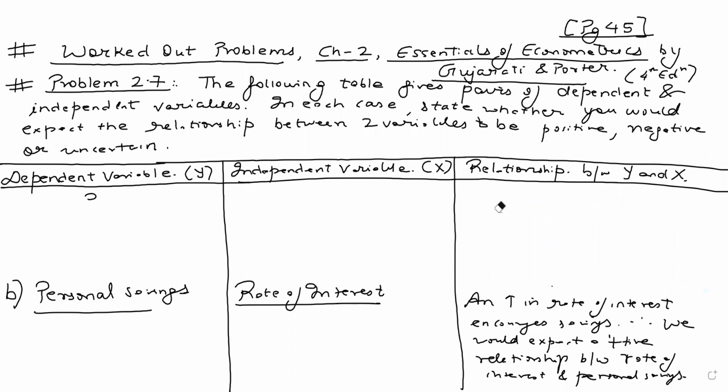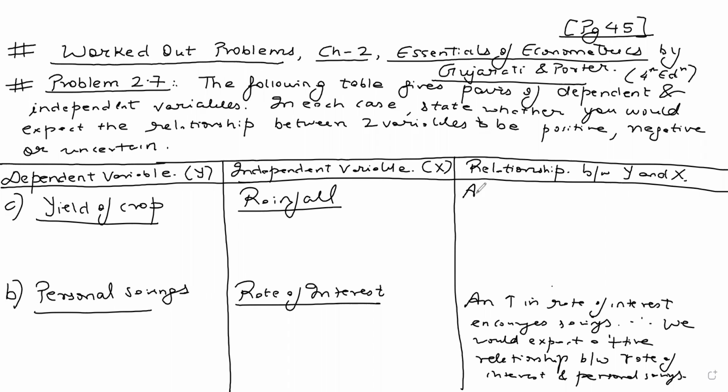So if you look at part C, our dependent variable is the yield of crop, and our independent variable is rainfall. Now here comes a bit of agricultural economics. Obviously, a good rainfall would mean a better harvest and good yield. So I can write a good rainfall would mean a better harvest and high yield.